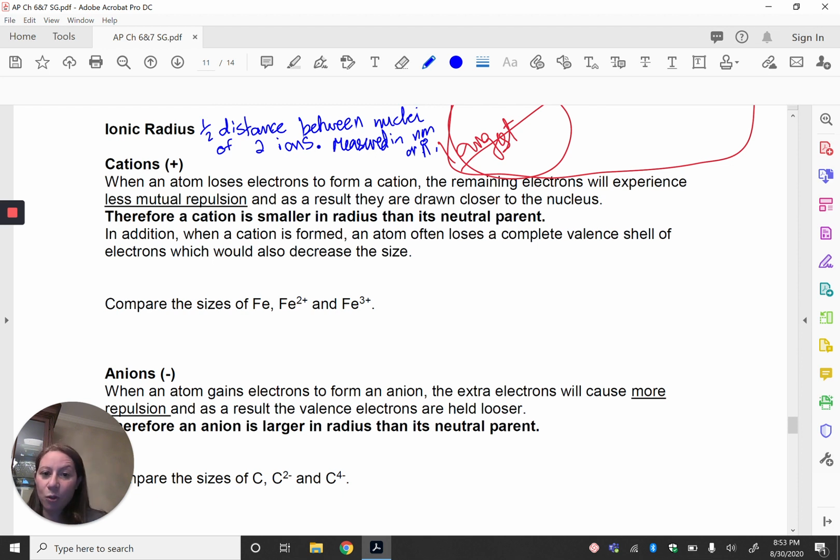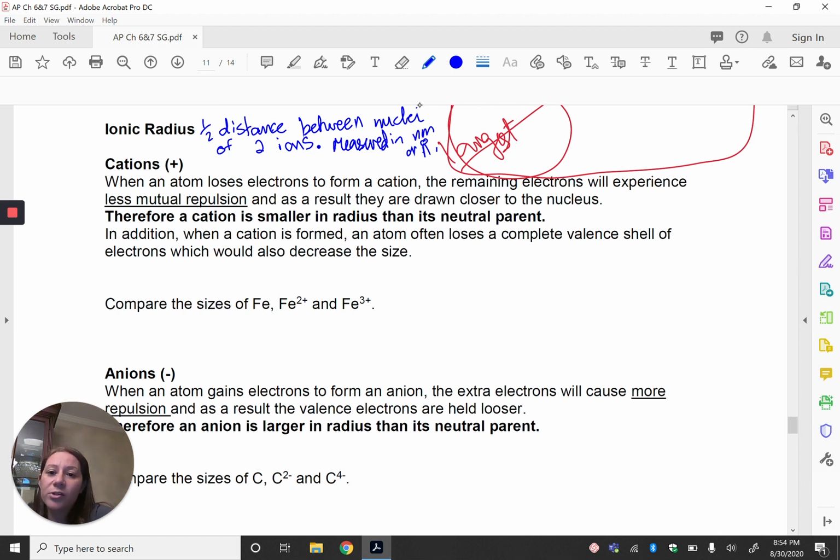Okay, so let's look at cations first. So if we have Fe versus Fe2+ versus Fe3+, which one is the largest, which one is the smallest? Well, in general, the cation is smaller in radius than its neutral parent. So out of these, Fe3+ would be the smallest, then Fe2+, and then Fe. Why is that? So when you have a positive charge, a positive ion, that means it has lost some electrons, right? Lost some valence electrons.